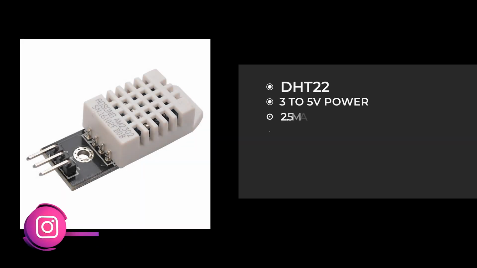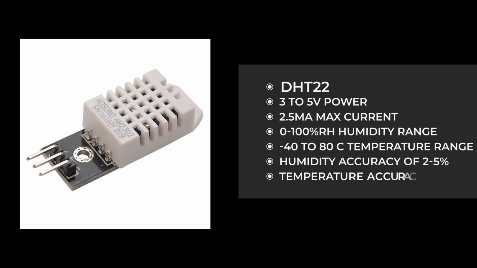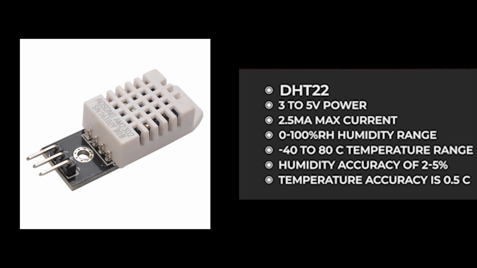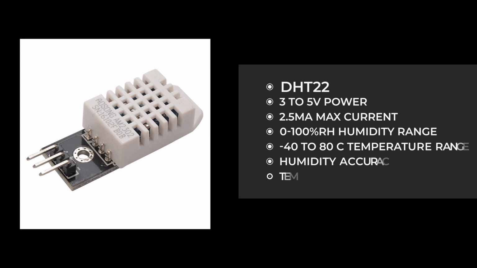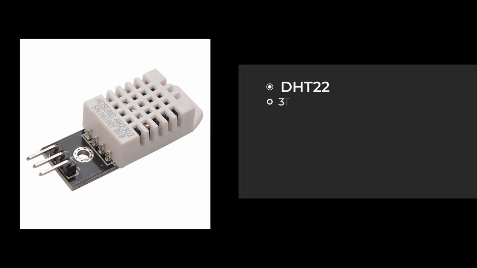A better sensor than the DHT11 is the DHT22, which has an operating voltage of 3 to 5 volts and consumes 2.5 milliamperes. It can measure humidity in the range of 0 to 100%, and temperature from minus 40 to 80 degrees Celsius. Speaking about the humidity accuracy of the DHT22 sensor, it has 2 to 5% RH accuracy. For temperature, it has an accuracy of plus or minus 0.5 degrees Celsius.